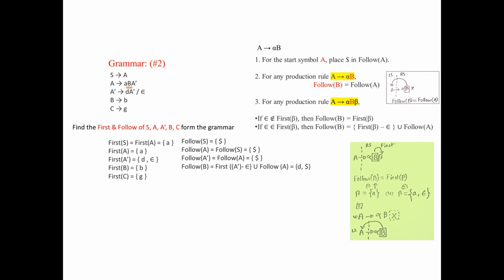Now follow of B. In the grammar, B appears in only one position on the right side of a derivation, that is, rule A derives B A prime. As A prime follows B on the right side, we will apply rule 3 and case 2, because the first set of A prime has epsilon. According to case 2 of rule 3, we will take the elements of A prime's first set into the follow set of symbol B, except epsilon, which will be dropped. Epsilon will remove A prime. If A prime vanishes, then there are no symbols on the right side of B. In this case, follow of B equals follow of A. That is, the dollar sign will also be attached to the follow set of B.